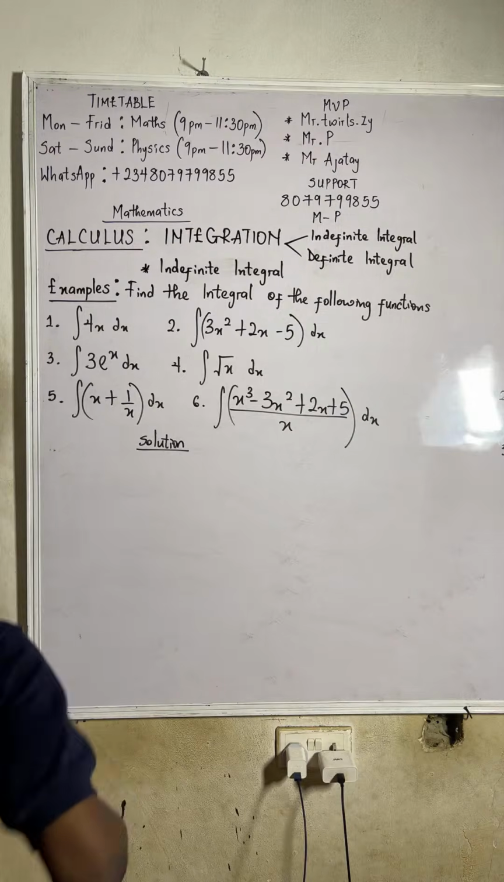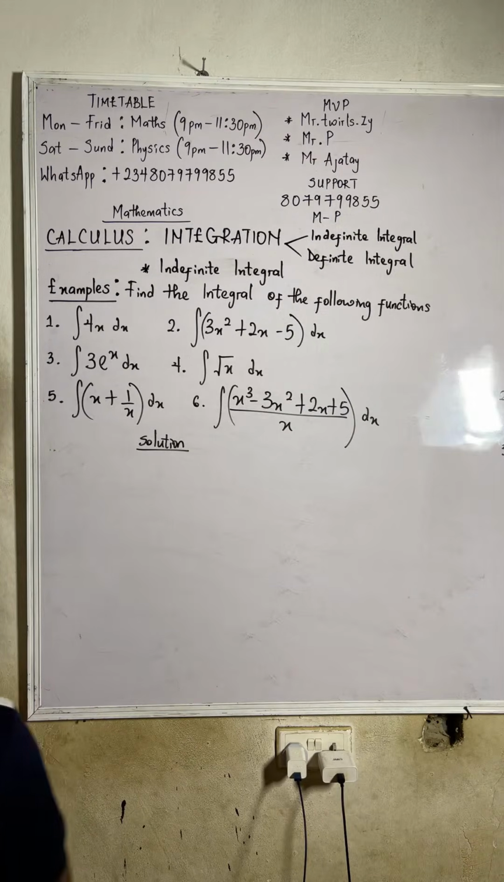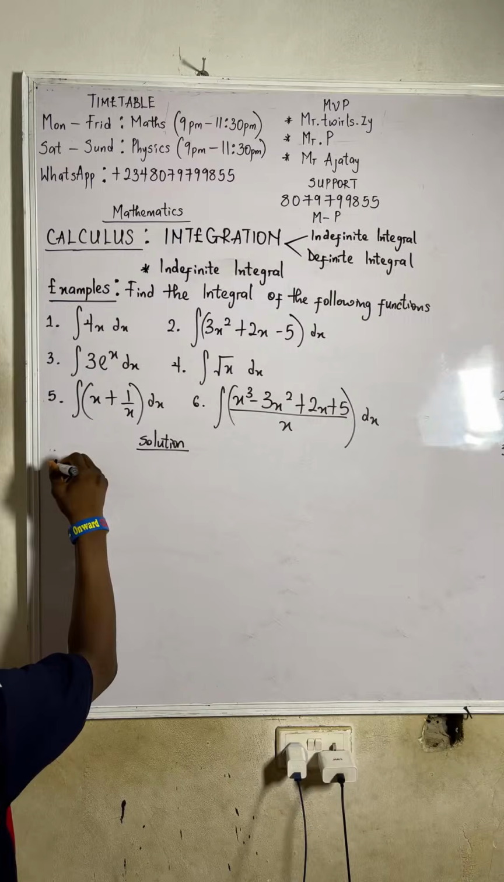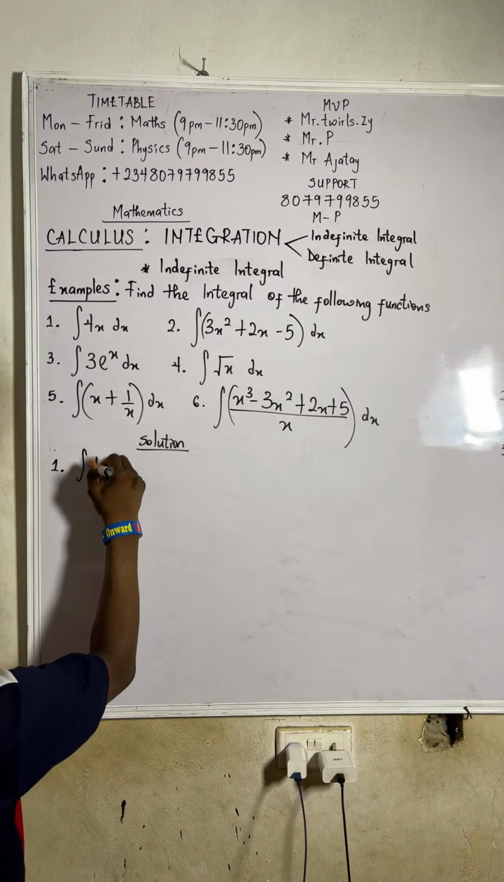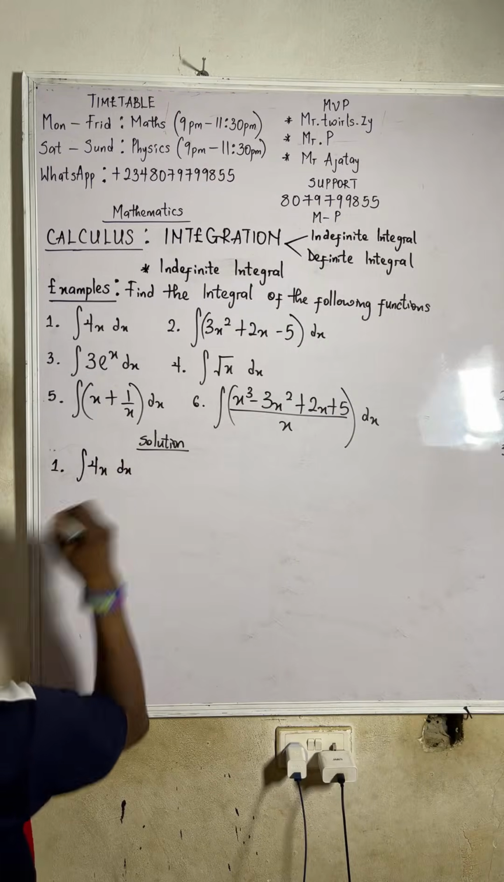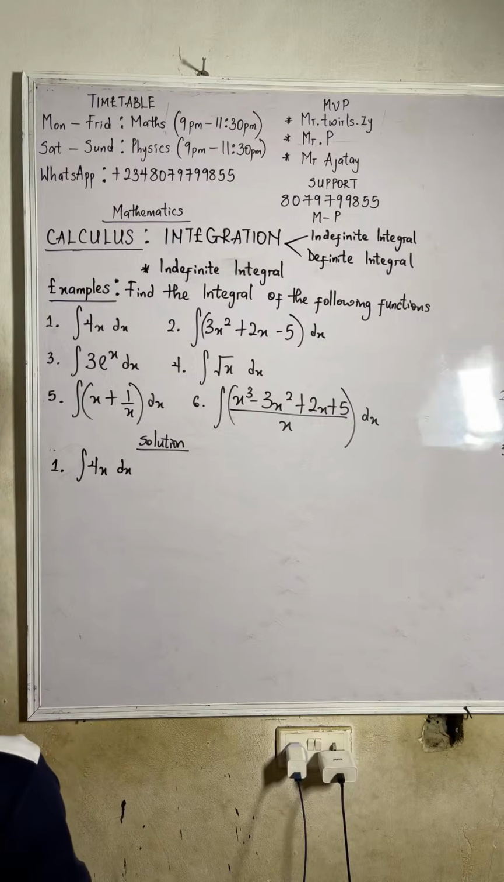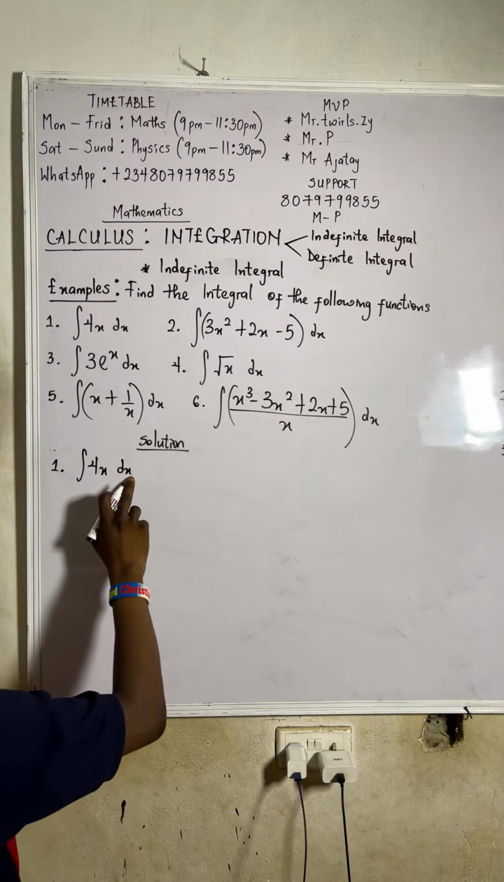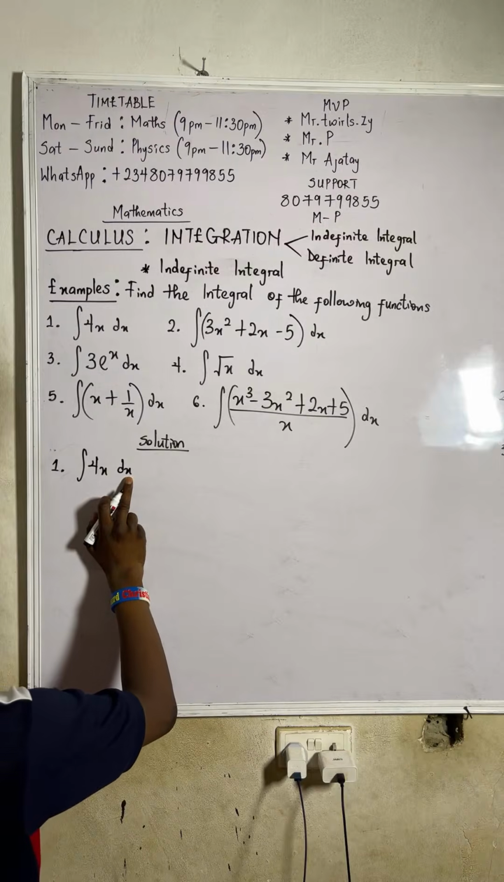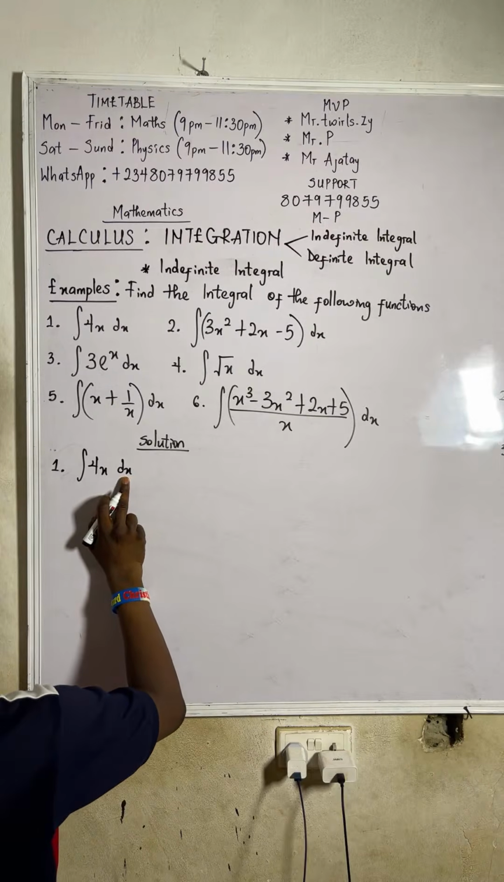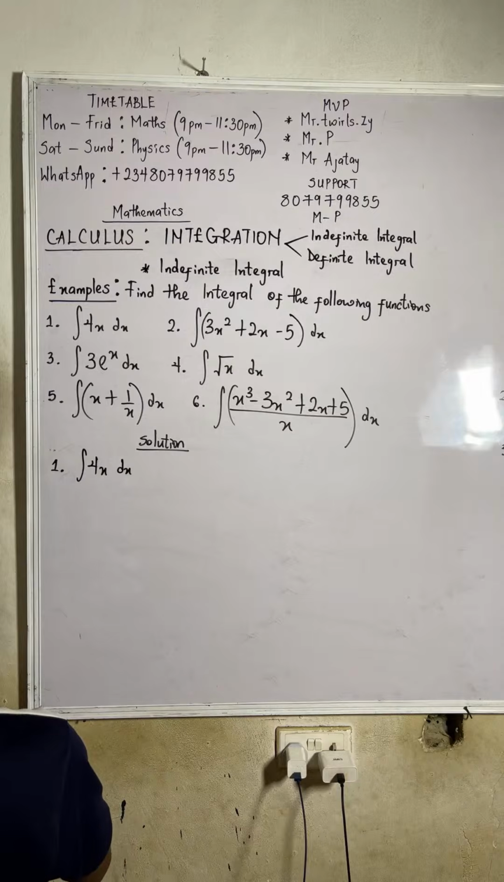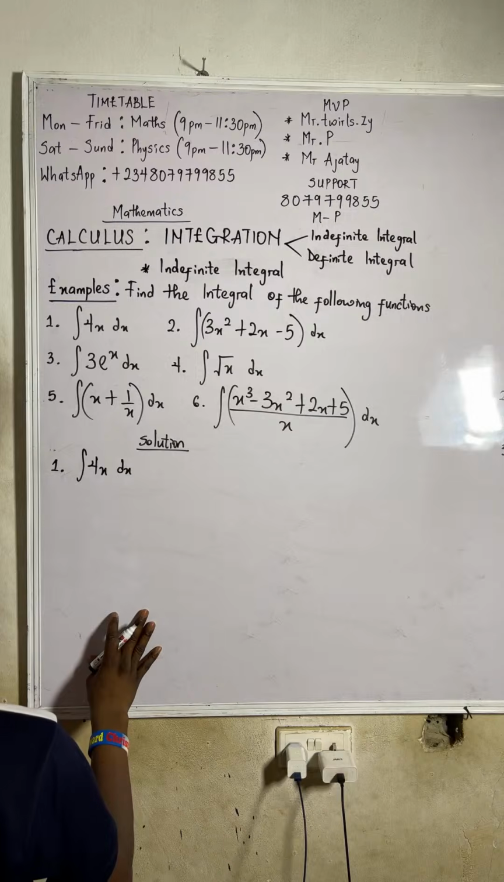Friends, welcome. So question 1 says: integral of 4x with respect to dx. Now, look at this. When you have the integral of 4x with respect to dx, what does this dx mean? It means I'm integrating with respect to what? X, right? Thank you.